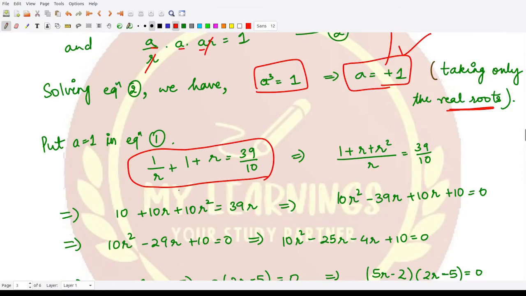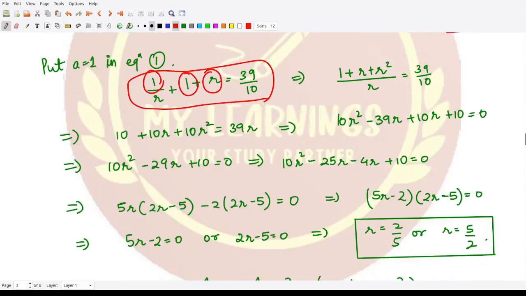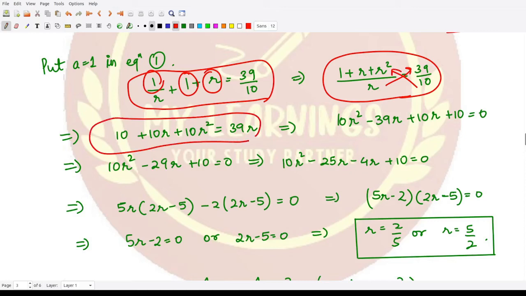So for that we need to take the LCM here. LCM comes out to be R, right? Here it would be 1, here it would become R square, and that is equal to 39 upon 10. So we can cross multiply both sides and then add the like terms. So it would be 10R square. We can shift it to this side so that it would become minus 29R plus 10. So this would be our quadratic equation, and we need to solve this equation.